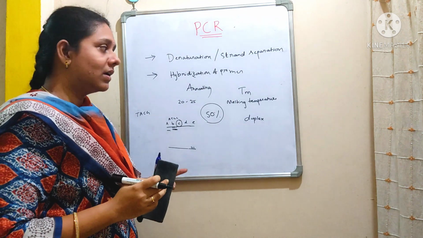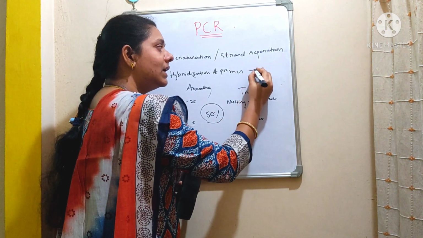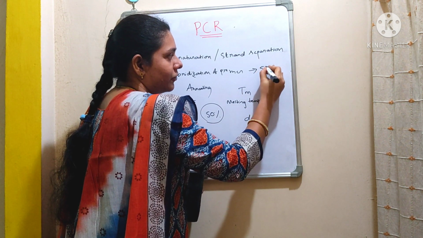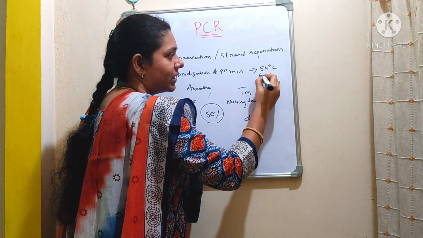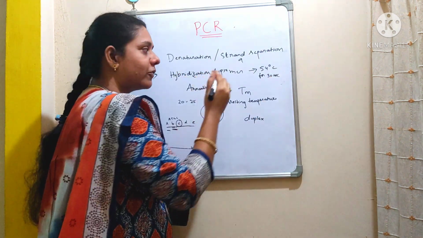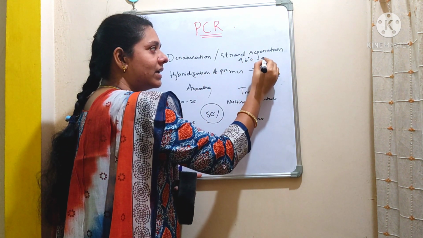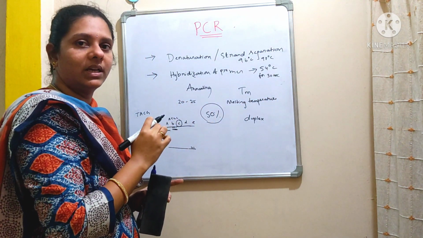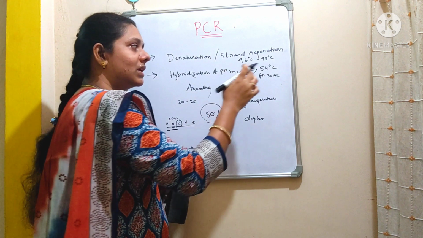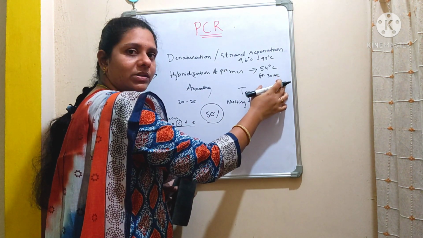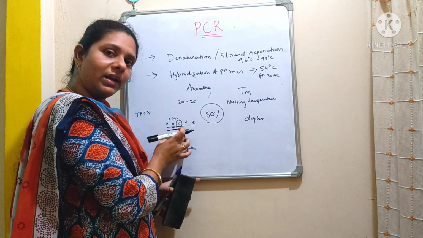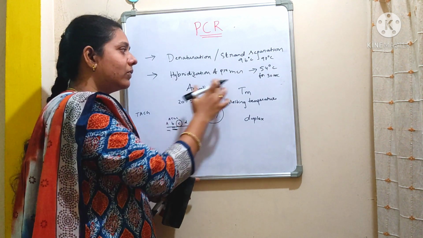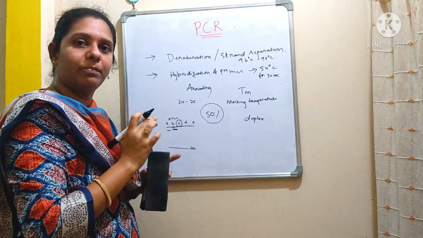Hope you understand. And remember, the annealing temperature is maintained at 54 degrees centigrade for 30 seconds. So from 96 to 98 degrees centigrade, we are going to reduce the temperature to 54 degrees centigrade. The reason is that at this temperature only the primer will go and hybridize with the complementary sequence present on the DNA. That we are calling hybridization of primer.